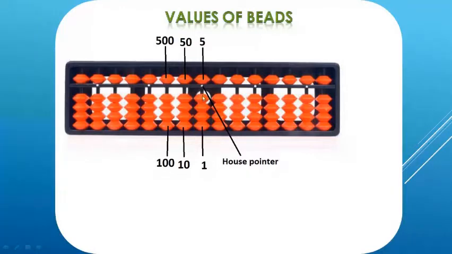The lower beads in the ones rod has the value 1 and the upper bead has the value 5. In tens rod, each lower bead has the value 10 and upper bead has the value 50. In hundreds rod, each lower bead has the value 100 and the upper bead has the value 500. So before doing any problem in the abacus, we have to know the values of the beads.